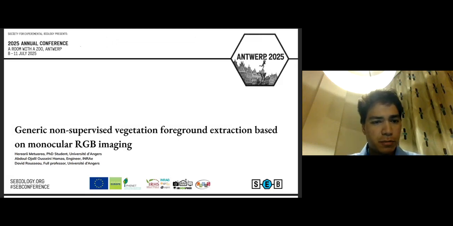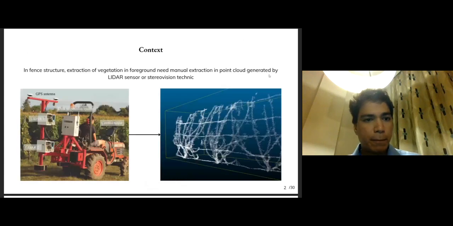And today I would like to present to you an unsupervised method to extract the vegetation in foreground of a row based on a monocular color imaging. So the context behind is in fence structure of arboricultural plants. Agronomists usually extract the vegetation in foreground using a manual extraction by hand in a point cloud generated by a LiDAR sensor or a stereo vision technique.